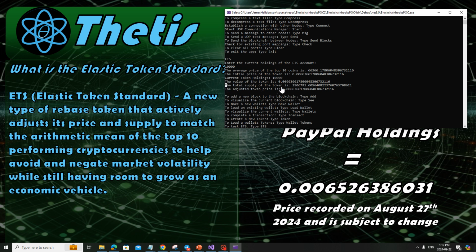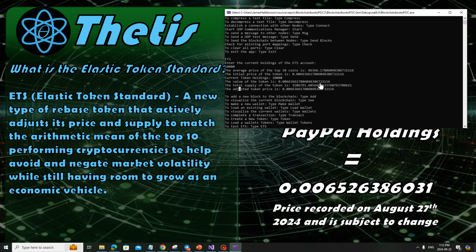The total supply of the token is 1,506,791.06. Well, not dollars, but that's how many tokens. That's how many ETS tokens there is. And the adjusted price based on this supply is, again, 2/3 of a cent.